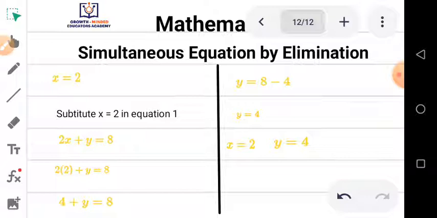Okay, so you can look for equations to solve on simultaneous equations and try to solve as many as possible, because practice may not actually make perfect, but practice always makes progress. Okay, so the more you practice, the more you know.